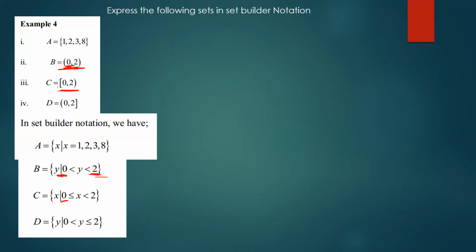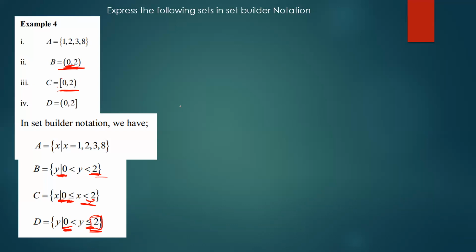Here we're talking about numbers between 0 and 2, and 0 is part of the set because we have less or equal to there. Then 2 is not part of this set because we only have less than there. Here we're talking about numbers between 0 and 2, and 2 is also part of the set because we have the less or equal to symbol there. Then there, 0 is not part of the set because we have a less than symbol.